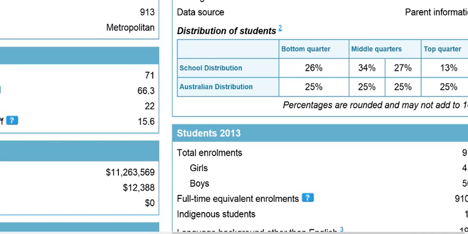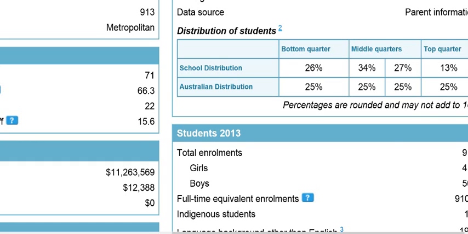This is statistics from Modbury High School. And it says distribution of students. What this means is the Australian-wide distribution in each quartile is 25% in each quartile. So Australia-wide, the entire population, 25% of students are in the bottom, 25% of students are in the lower middle, 25% of students are in the upper middle, and 25% are in the top quarter. It makes sense splitting it into quartiles, and that's where the word quartile comes from. This is the breakdown of Modbury students, and it's based essentially, I guess, on income.